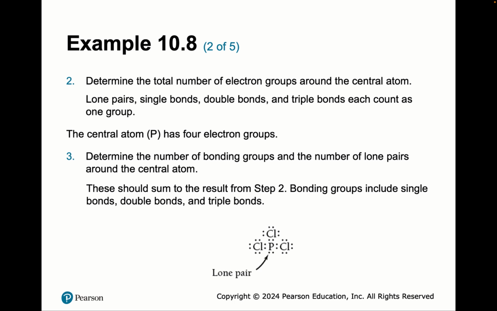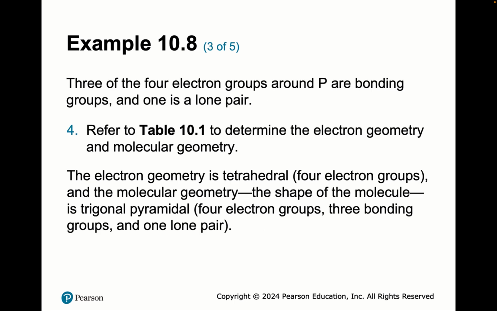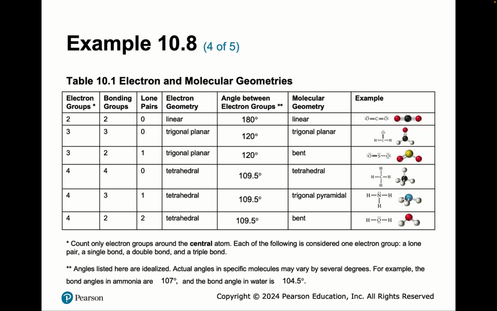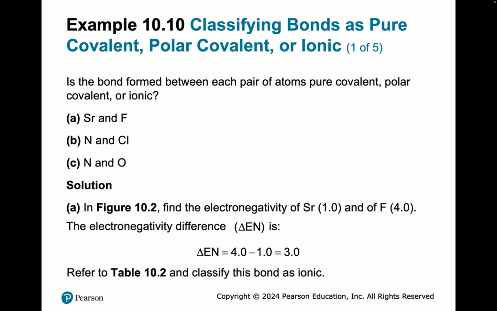Now let's look at the phosphorus trichloride. The phosphorus atom has 4 things around it. It has 3 bonding groups and a lone pair. Then we look to see the geometry. So 4 things, 3 bonding groups and a lone pair, and that's the second line from the bottom. So that means that the electron geometry is tetrahedral, and the molecular geometry is trigonal pyramidal. So it is a trigonal pyramidal structure. And so then that's that.